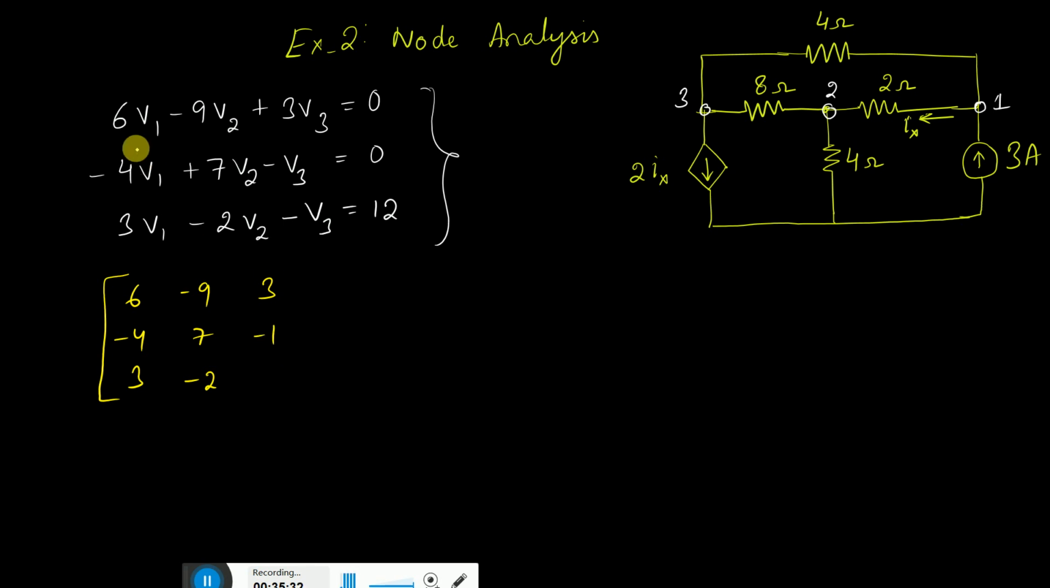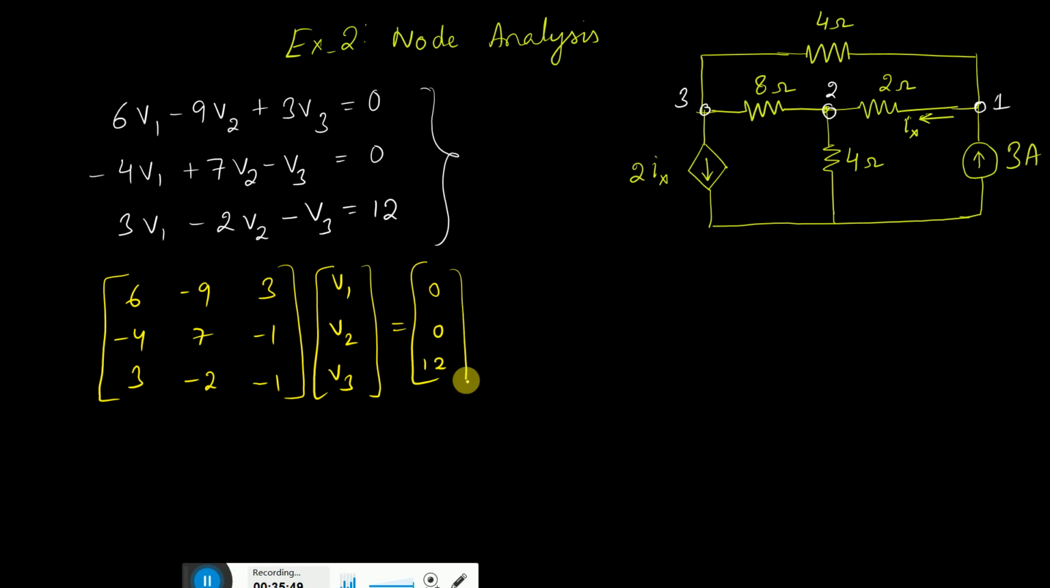First you have to write down V1, V2, V3 in the same sequence. Then you have to write the coefficients, then you have to write down the variables V1, V2 and V3, and then you have to write the constants, that is 0, 0 and 12. Okay, so this is what you can write in the matrix form, and then you can find the inverse of this matrix. AX is equal to C, so X is equal to A inverse C. So you need to find the inverse of this A matrix.